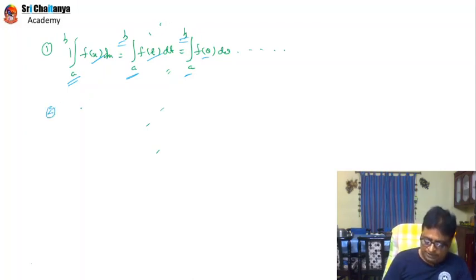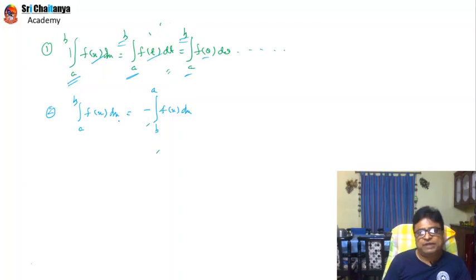Second property: integration a to b f of x dx is equal to minus integration b to a f of x dx. So if I change the limits, the sign will change.